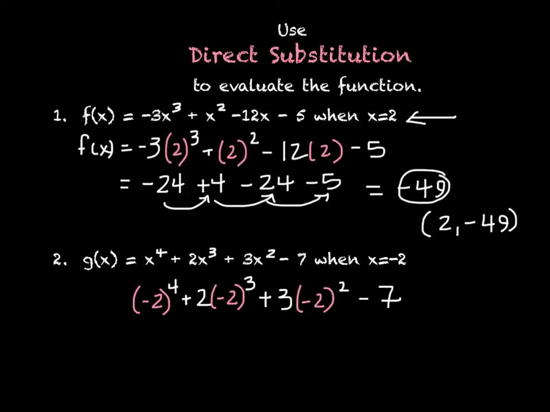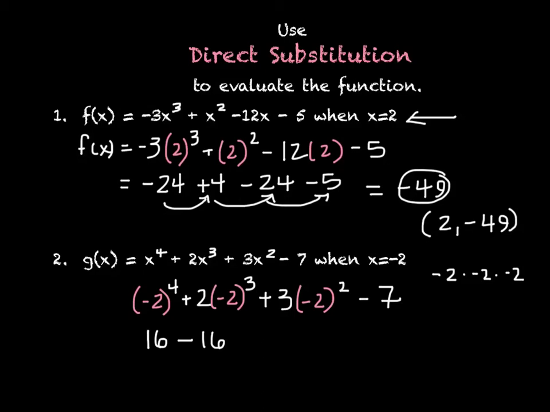Okay, -2 to the 4th is -2 times -2 times -2 times -2, which is actually going to end up being a positive 16. And I don't need that positive in the beginning, so I'm just going to erase that. Here, I actually have -2 cubed. That actually is going to end up being -8. Remember, -2 times -2 times -2 gives me a -8, times the 2 is a -16.